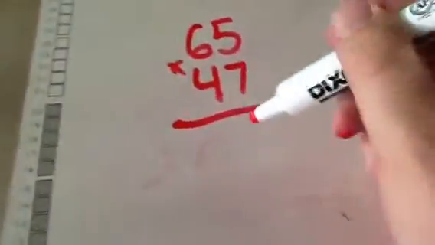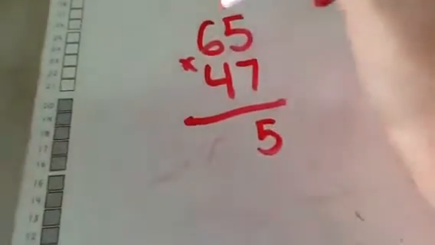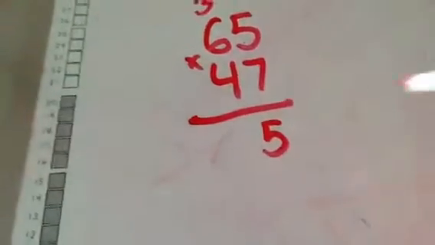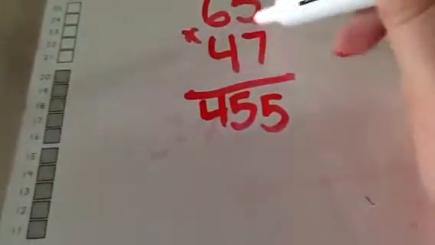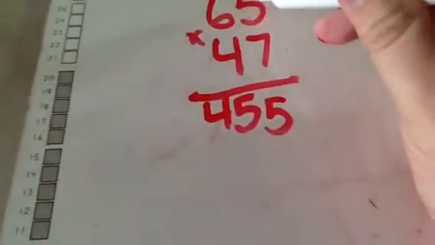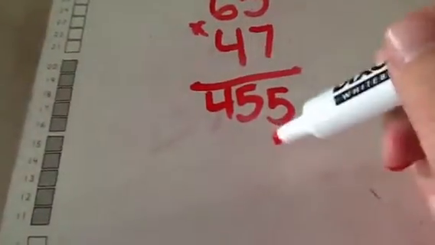Okay, your next problem, I'm going to go a little faster on this one. You have 65 and 47. So on your standard algorithm, you have 7 times 5 is 35. I'm going to put down my 5, carry my 3. 7 times 6 is 42, plus 3 is 45. So again, just now I took the 7, the ones place, and I multiplied it by the ones and the tens. Okay, my next step is to do the tens.